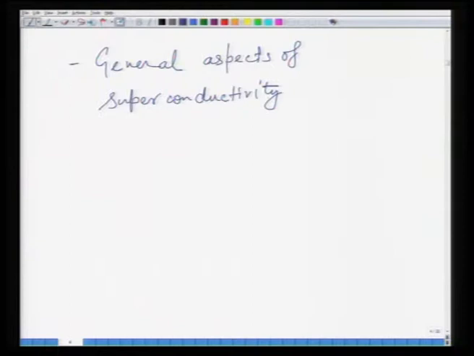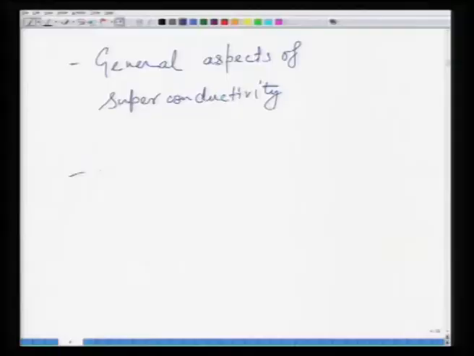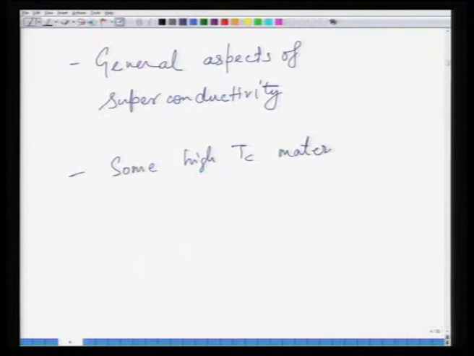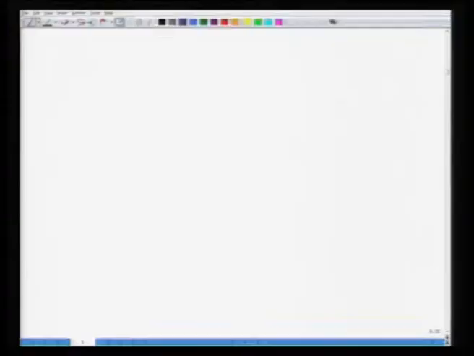Which will include first generation superconductors, followed by some of the basic principles such as the Meissner effect, etc. And then we will look at some of the high TC materials. So, we'll start with a discussion on low temperature superconductivity, and this discussion will essentially give you background information.